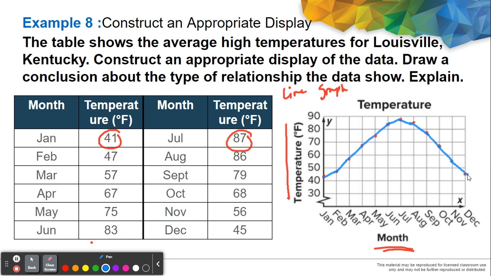So once again, we use line graph for this one because we show the trend of the temperature over a period of time from January to December.